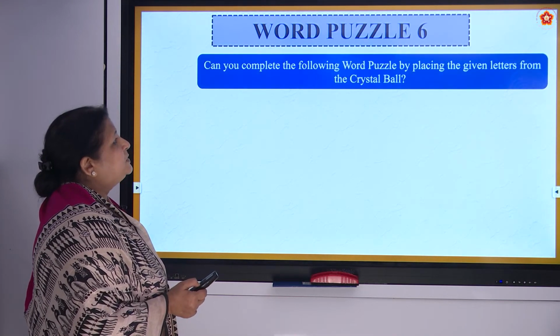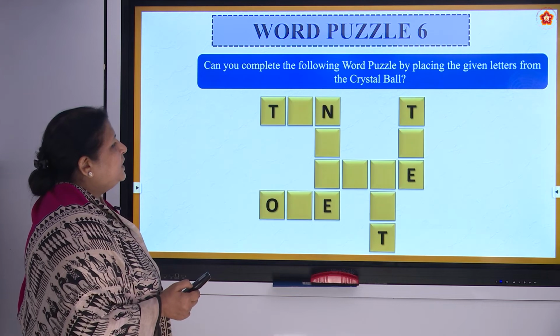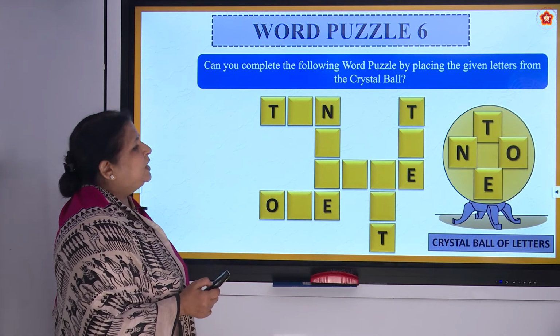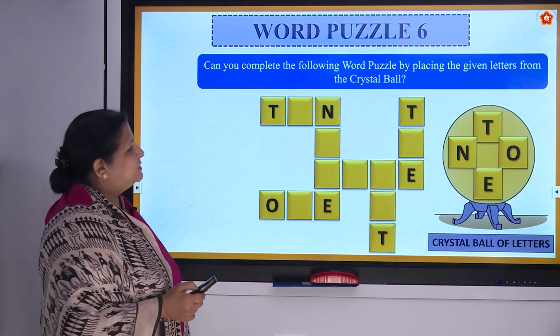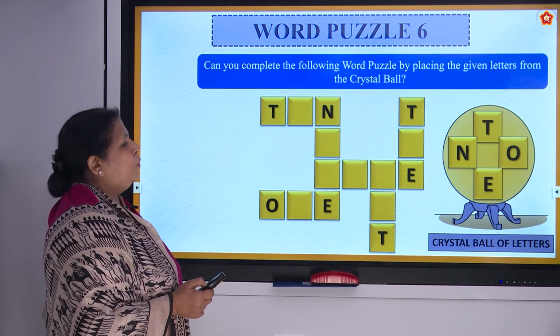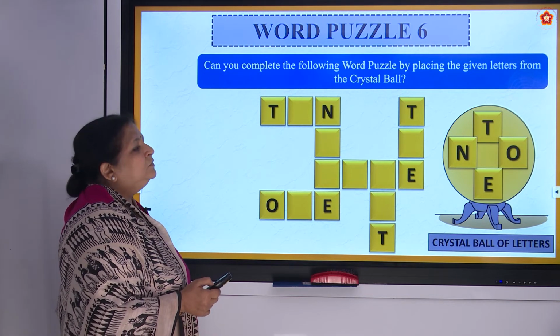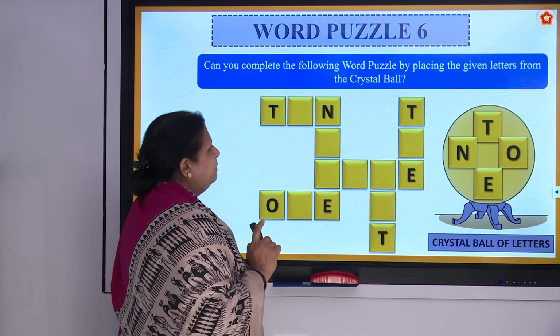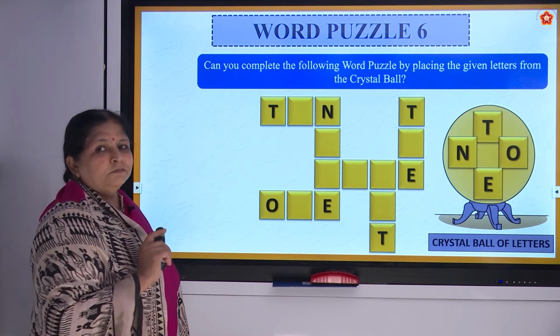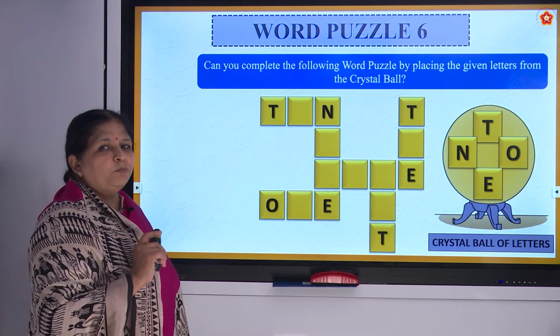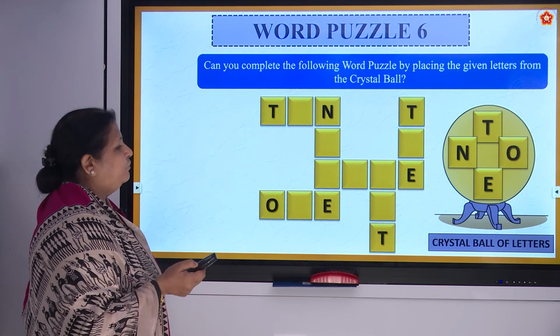Okay, now word puzzle 6. Now see what the crystal ball has got. N-T-O-E. I'll make a big word for you. No, this time you don't want me to make it? Okay, search for yourself. Very good.